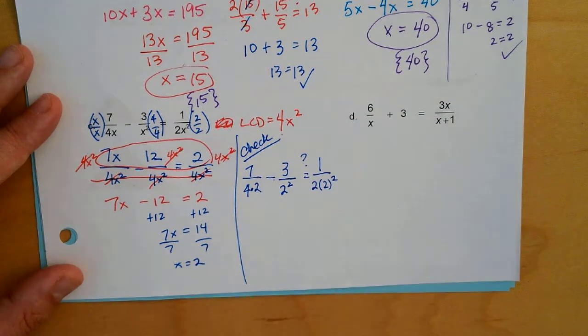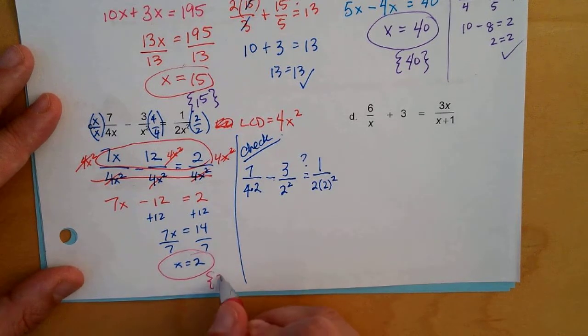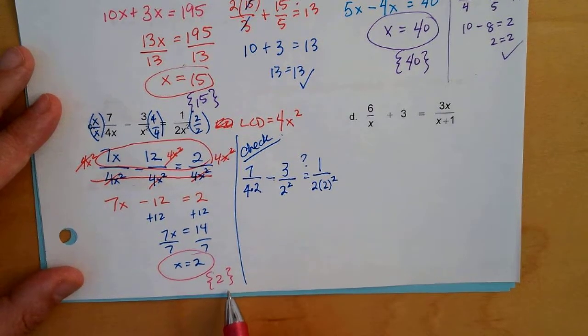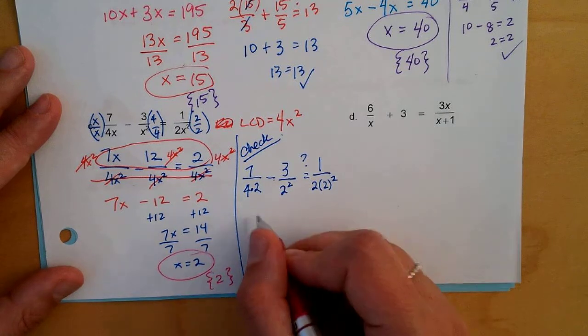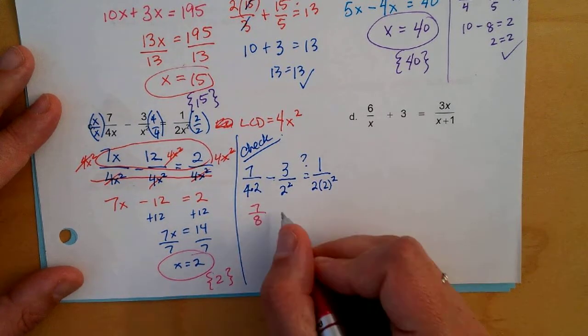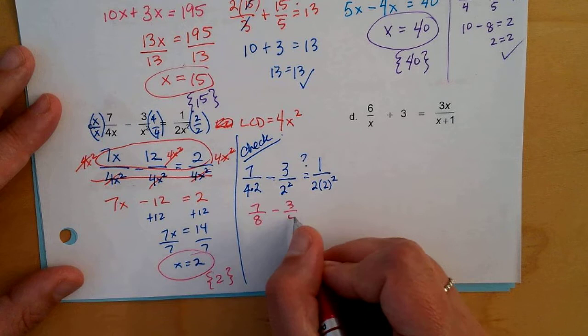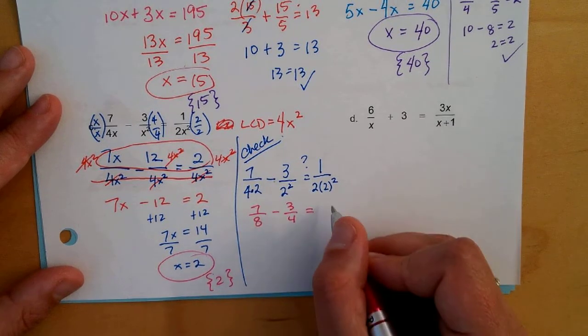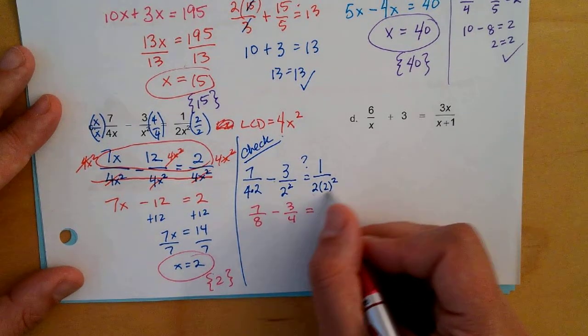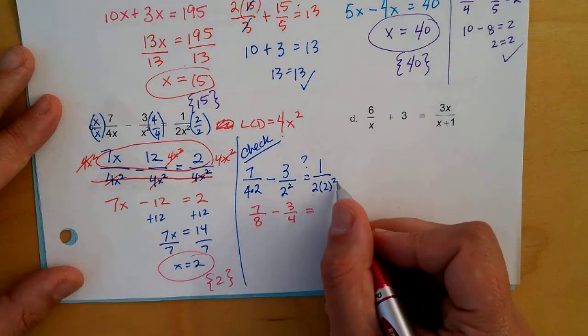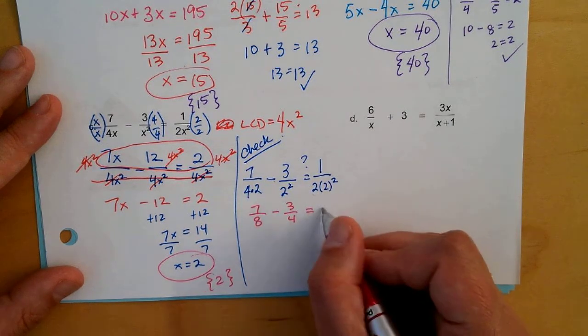You see how all I did there was just plug the 2 in? The x equals 2. That's set notation. I'm plugging it in for x. I get 7/8 minus 3/4 equals, what's that? Yes, 2 squared is 4. 4 times 2 is 8.